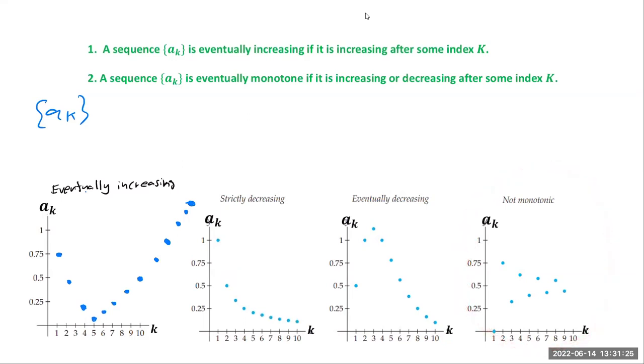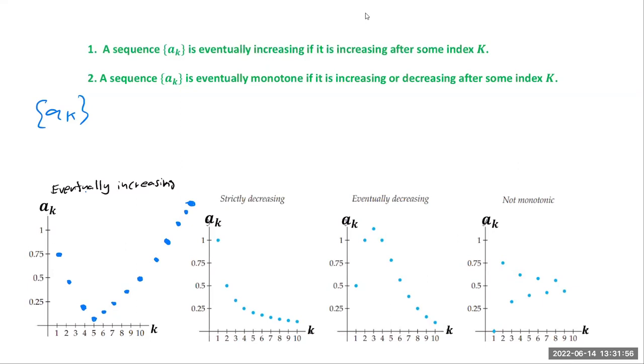And by the way, if a sequence is increasing or decreasing, we say that it's a monotone sequence. If a sequence is eventually increasing or eventually decreasing, we say that it's an eventually monotone sequence. And if you take a sequence like this, it has no monotonicity. The terms are everywhere. It's going up and down. So there is no monotonicity at all.